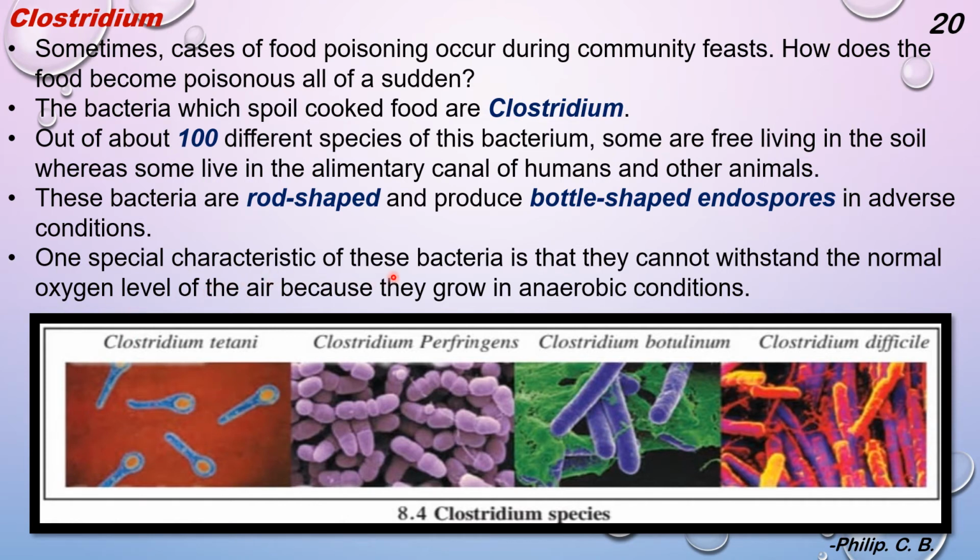One special characteristic of these bacteria is that they cannot withstand the normal oxygen level of the air because they grow in anaerobic conditions. What does that mean? Anaerobic means in the absence of oxygen. So these Clostridium quickly multiply or grow in less oxygen or without oxygen. You can see various species of Clostridium: Clostridium tetani, Clostridium perfringens, Clostridium botulinum, Clostridium difficile.